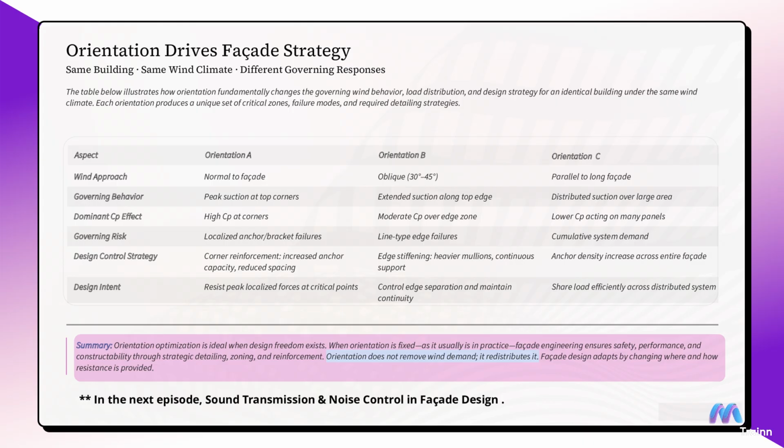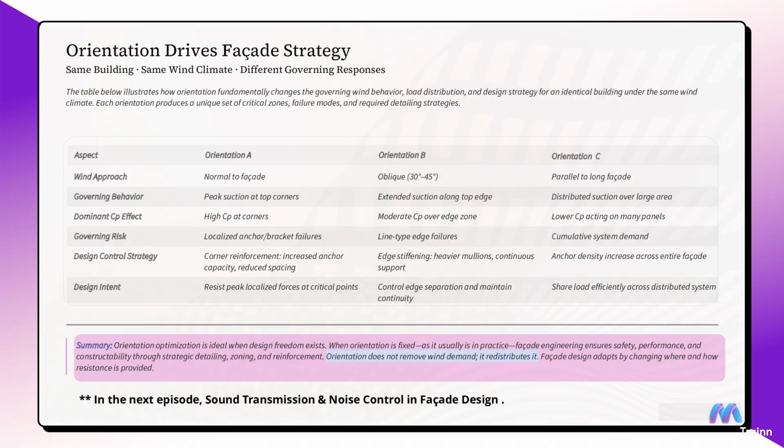Aspect: design control strategy. Orientation A: corner reinforcement, increased anchor capacity, reduced spacing. Orientation B: edge stiffening, heavier mullions, continuous support. Orientation C: anchor density increase across the entire facade. Aspect: design intent. Orientation A: resist peak, localized forces at critical points. Orientation B: control edge separation and maintain continuity. Orientation C: share load efficiently across the distributed system.